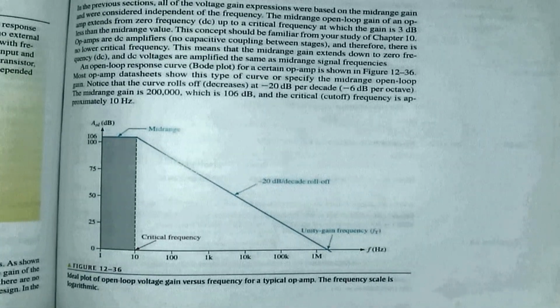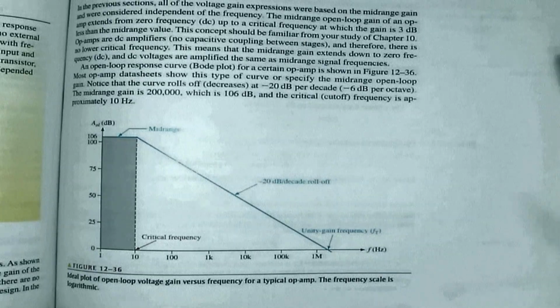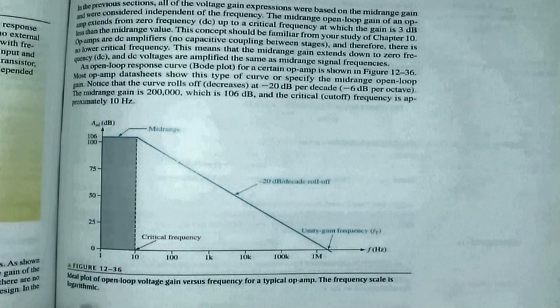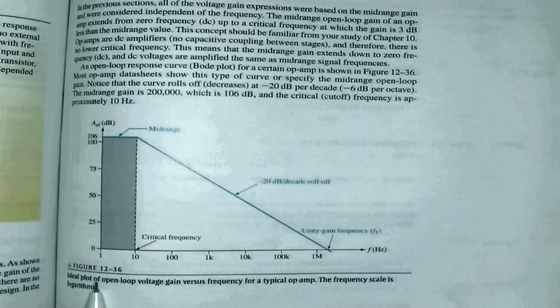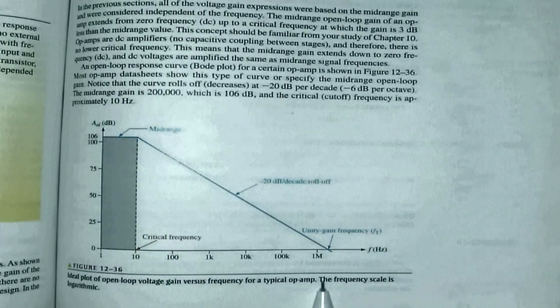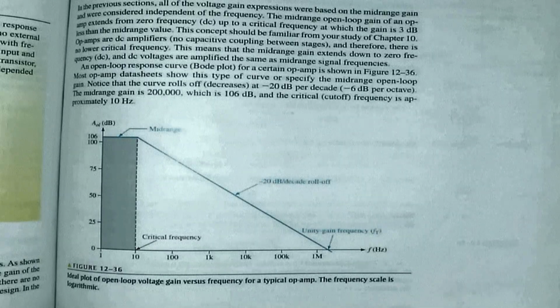All right, here they talk about bandwidth limitations. Now we're going to look at the bandwidth, or the open loop frequency response. They talk about the ideal plot of an open loop voltage gain versus frequency of a typical op-amp. The frequency scale is logarithmic. That means this scale here is logarithmic.